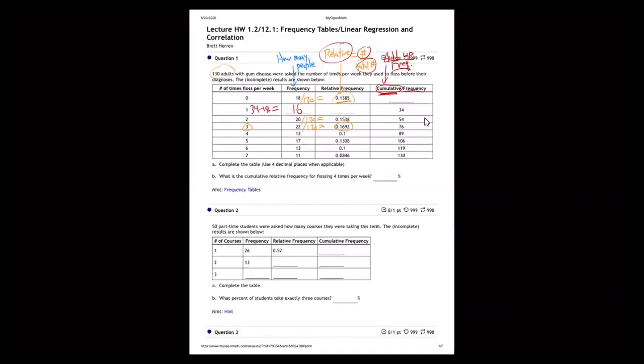So now, how are we going to get this relative frequency number right here? You divide it by the sample. I just need to take the 16 that I found and divide by the 130, right? Take your calculator, take 16 divided by 130.